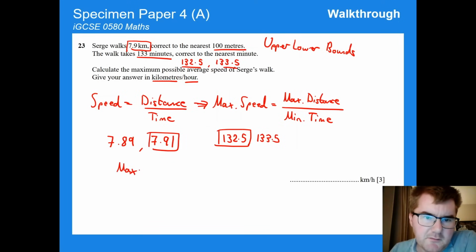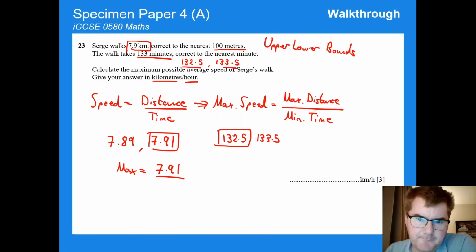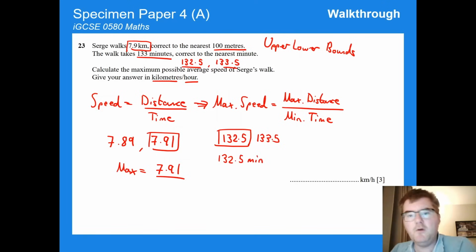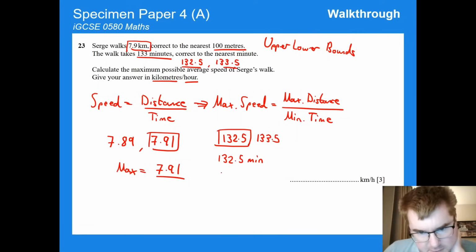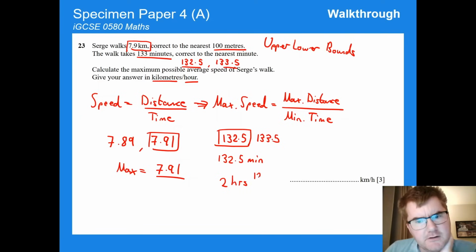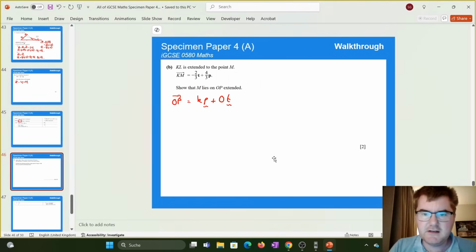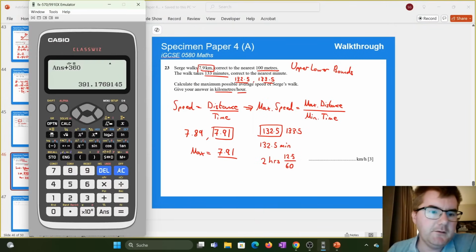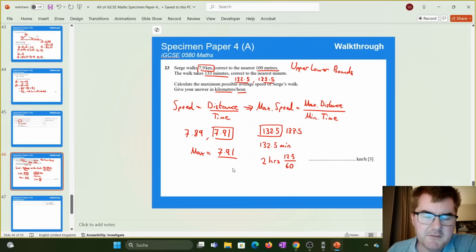So max will be, this is in the right units, and this is not in the right units. So we have 132.5 minutes, and we want that in hours. So it's going to be 2 hours and 12.5 minutes out of 60. Okay, that's nice numbers. So we can use the calculator here. What is 12.5 divided by 60? 5/24.